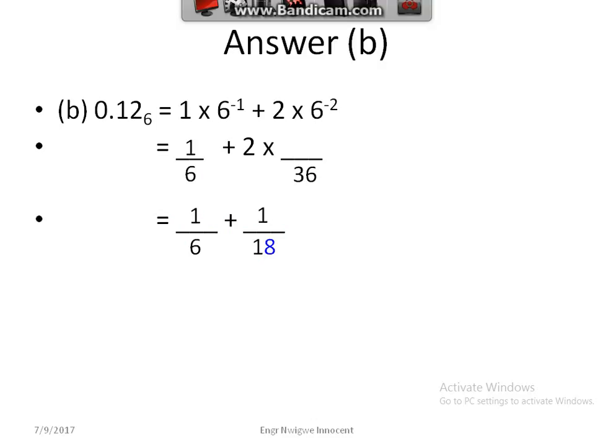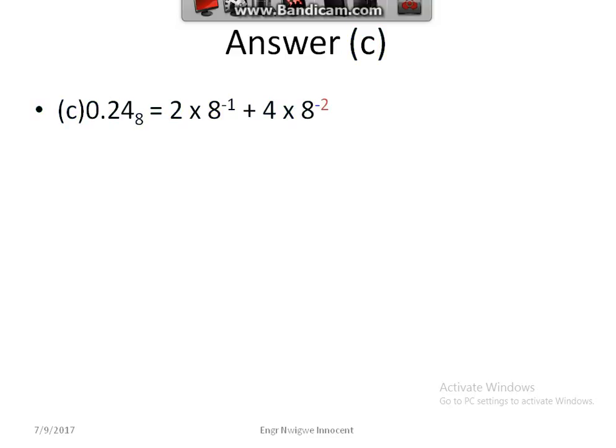If you find the LCM of 6 and 18, which is 18, 18 divided by 6 is 3, plus 18 divided by 18 is 1. 3 plus 1 is 4. Therefore, we have 4 over 18. Then 2 will divide 18 to give us 9. We now have 2 over 9.